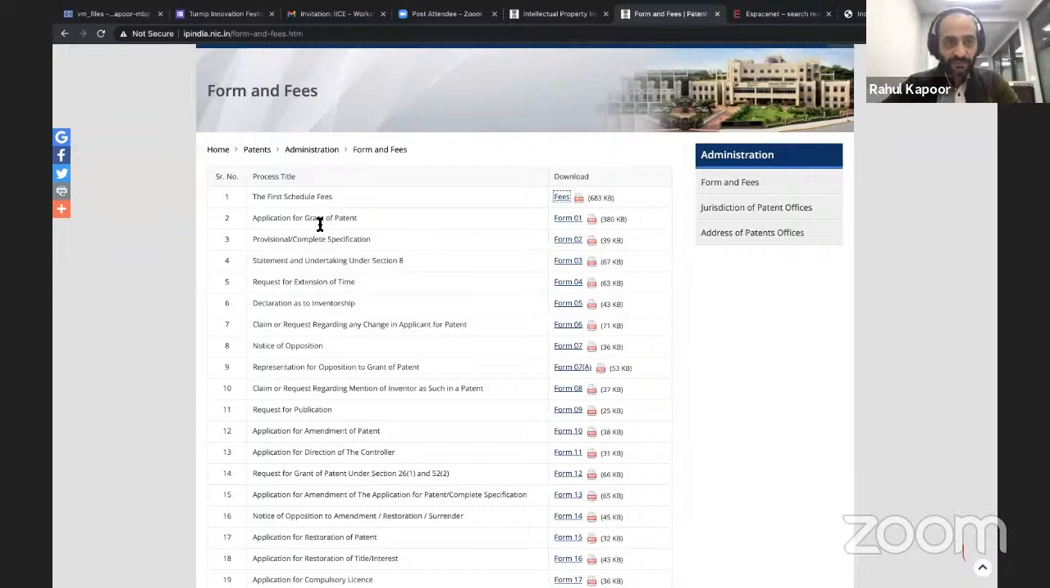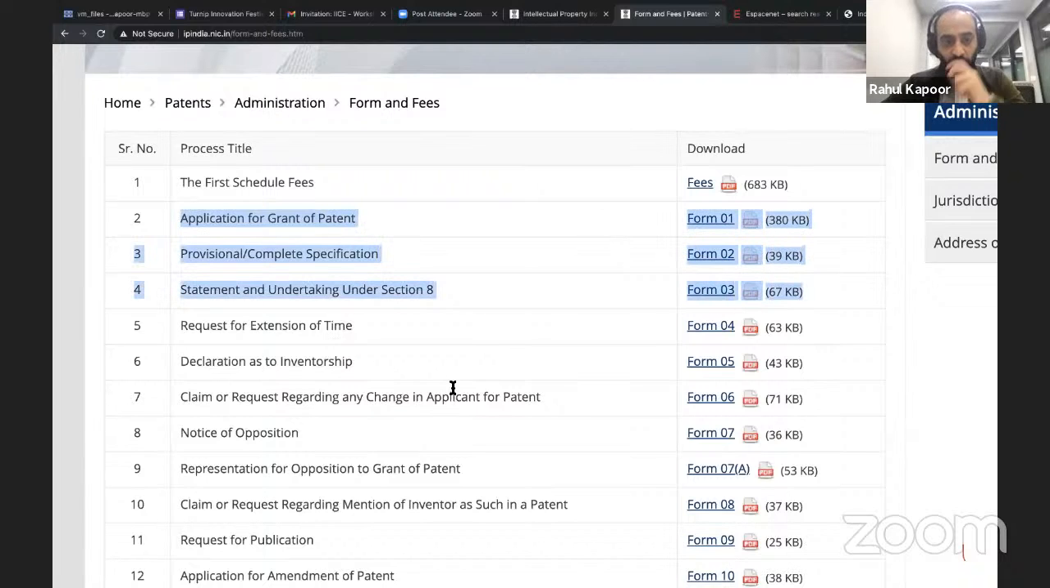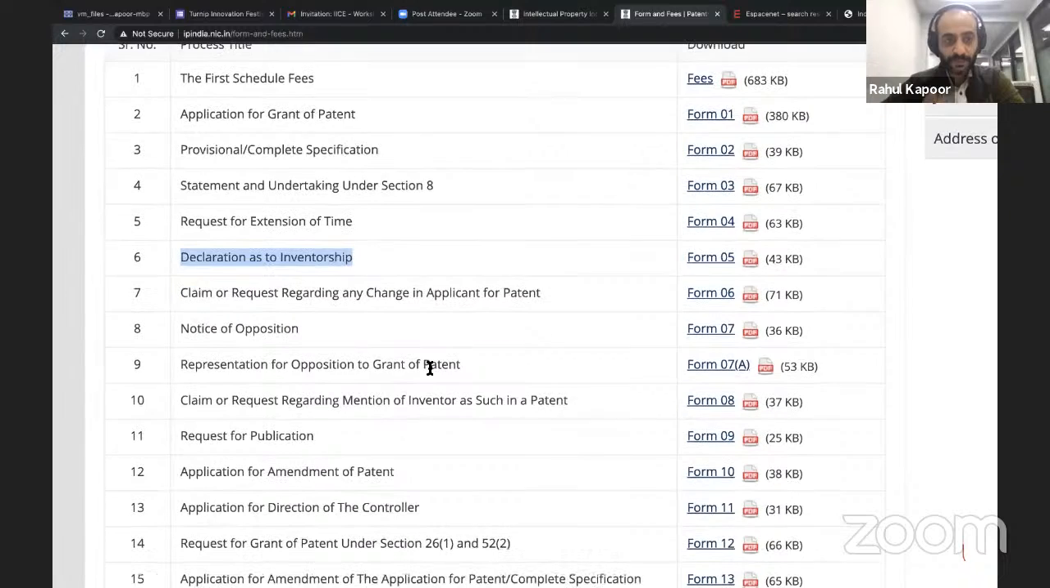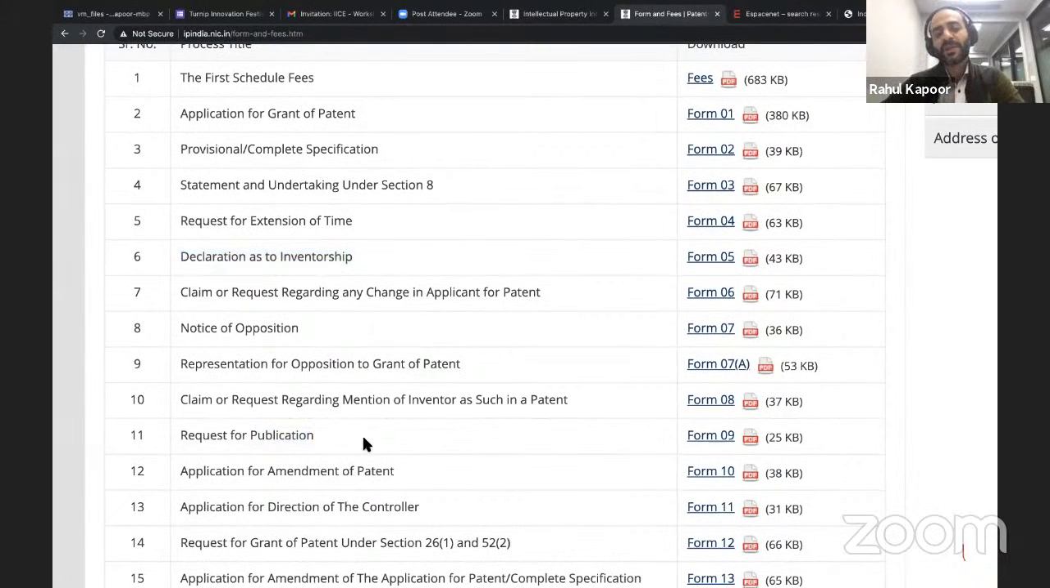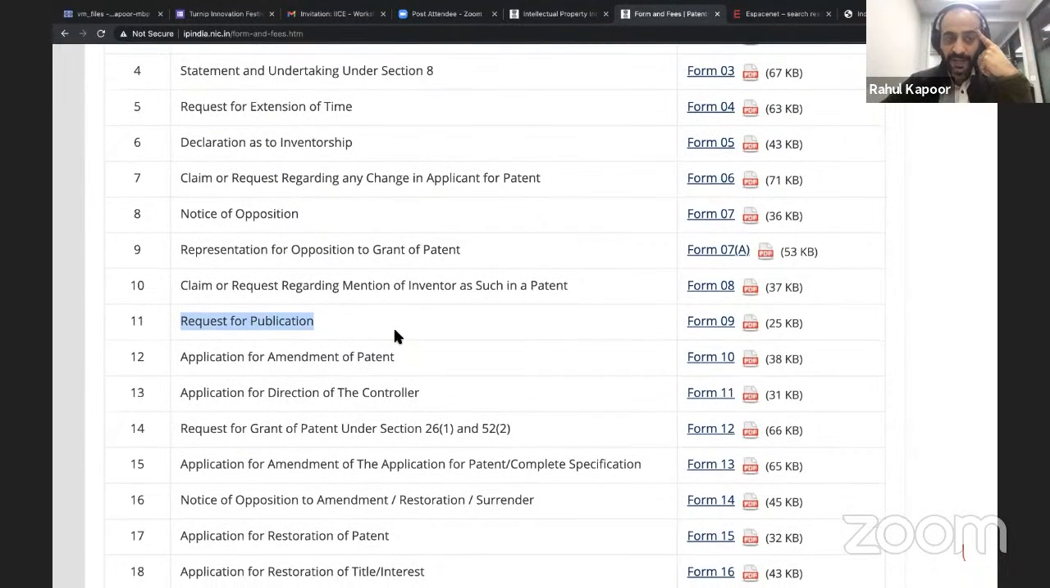So you will of course have to put forms 1, 2, 3, statement of undertaking. These are the 3 forms you have to put, definitely. Form 5 you have to put, the declaration of inventorship. Then there is, I think, form 9, which is request for publication. This is optional, 2,500 rupees for individuals and 5 times more for universities. So it will be early publication, basically, form number 9.